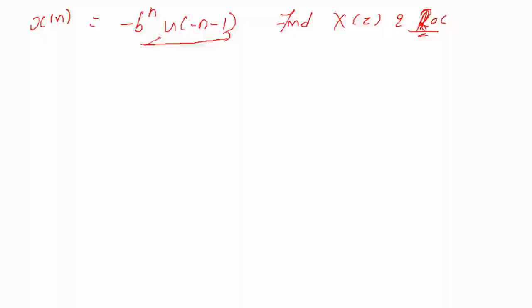X of n is equal to minus b power n u of minus n minus 1. Find X of z and ROC for this sequence. ROC of this sequence. So as it can be seen from this question, this is a negative sided sequence, or else left sided sequence, or else we call it an anticausal sequence.